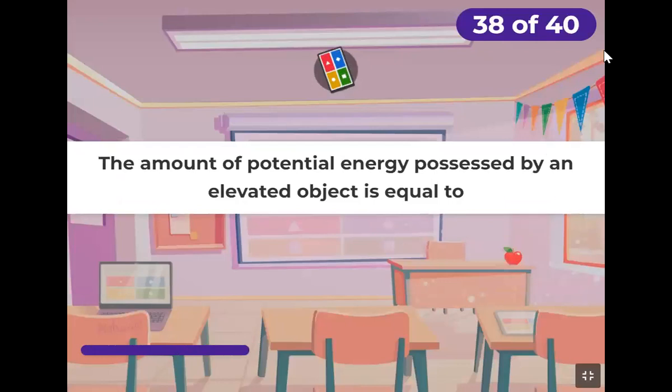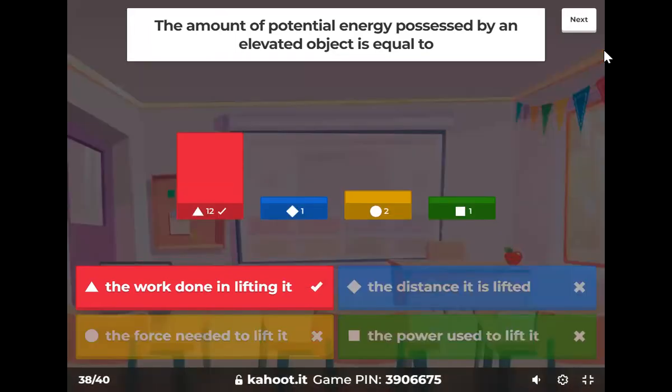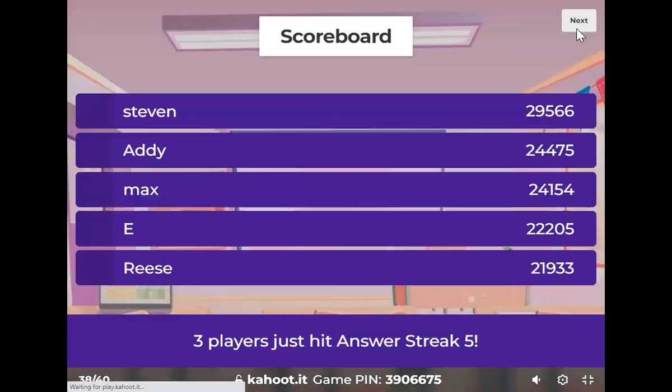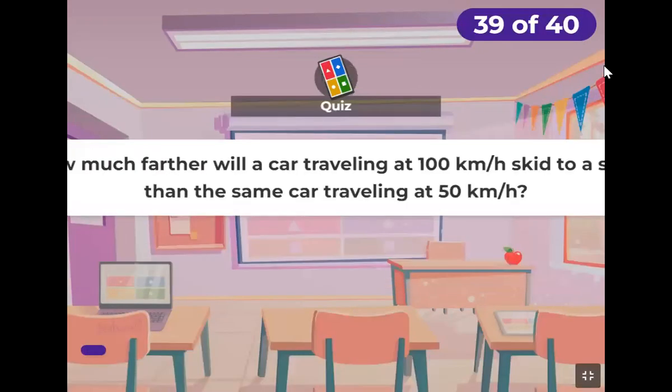Right? The amount of potential energy possessed by an elevated object is equal to the work done lifting it. All right, that's the one I was pointing out on the poster, right? Work done, so weight times height, force times distance, right? MGH. MGH is potential energy, gravitational potential energy. Yeah, the work done lifting is equal to the potential energy it ends up with.